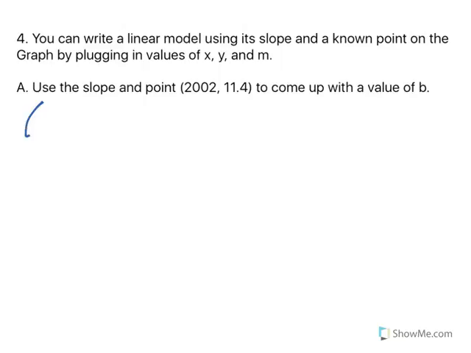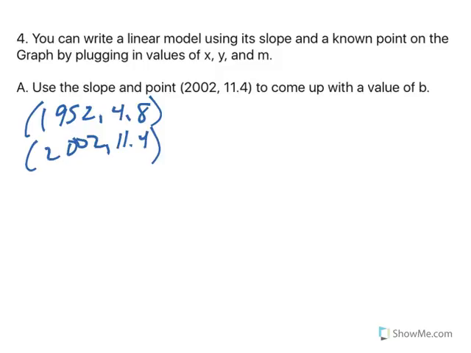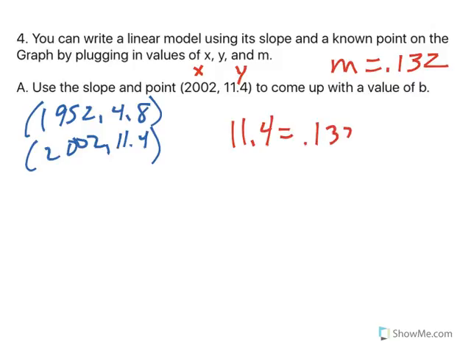When we have the points 1952, 4.8 and 2002, 11.4, we don't have a y-intercept because the y-intercept occurs when x equals 0. Here you can see I have neither value of x equaling 0. So we know that a point is (x, y), and we know that our slope is 0.132. So we can use what we know to find our y-intercept. So y equals slope times x plus our y-intercept of b.